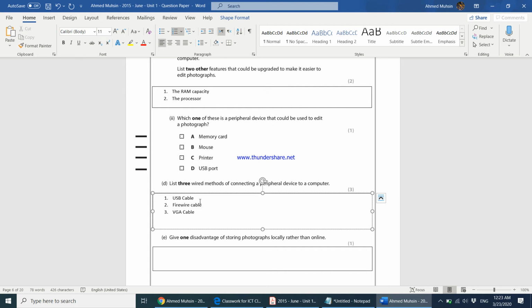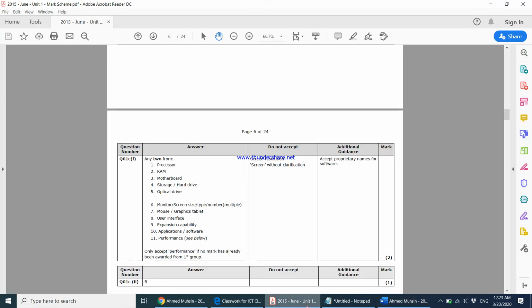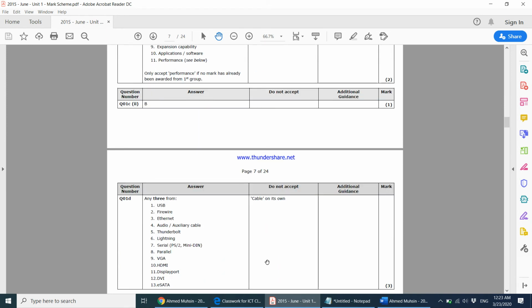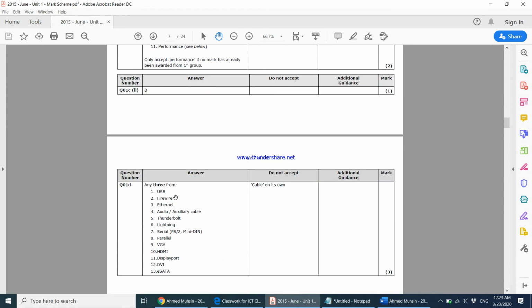Okay, so these cables are wired methods of connecting peripheral devices to a computer. If you check the marking scheme, the answer goes as over here. You can see USB, Firewire, Ethernet, audio, the aux cable. There are various answers that the examiner will be accepting. Okay, moving on to your next question.